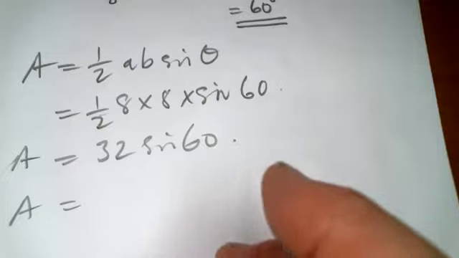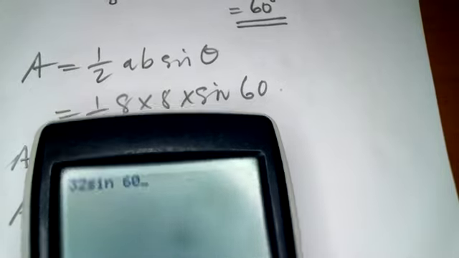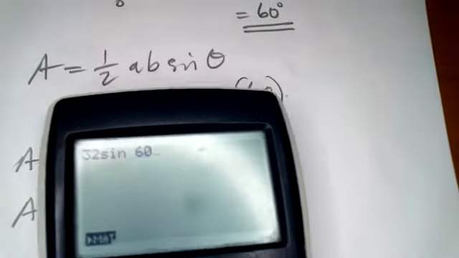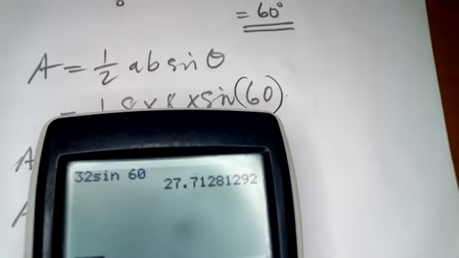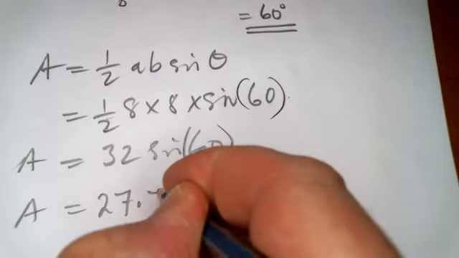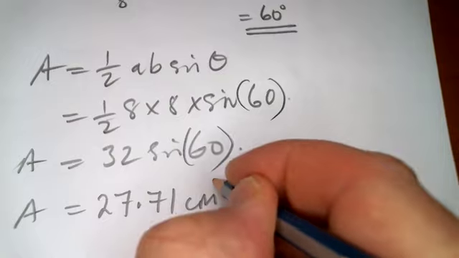So let's try that now. I'm just going to go 32 sine 60. Notice I don't need brackets or anything, I can just do it like that. But for you on paper, you really do need to do this type of thing here. That's what they're going to expect you to do. But on the calculator, we can just type it in like that, and we get 27.71, and that's going to be square centimeters.